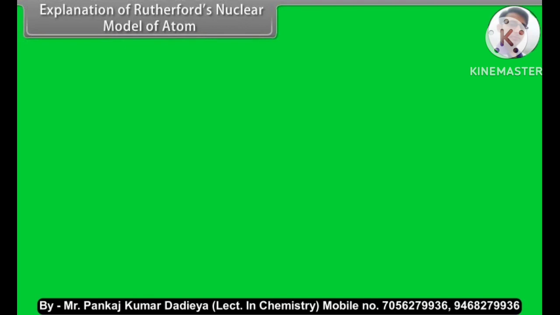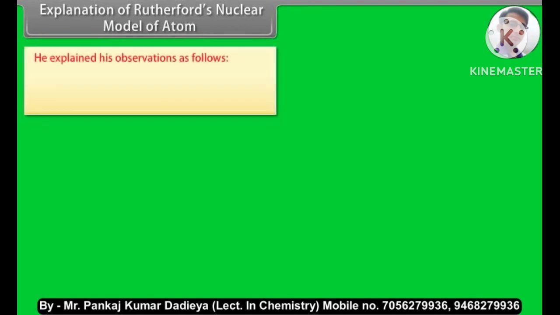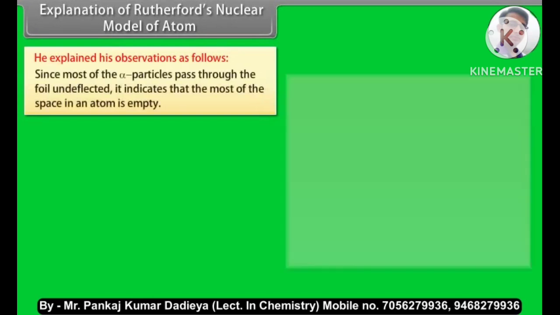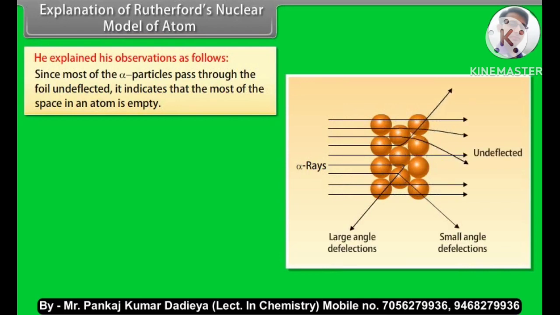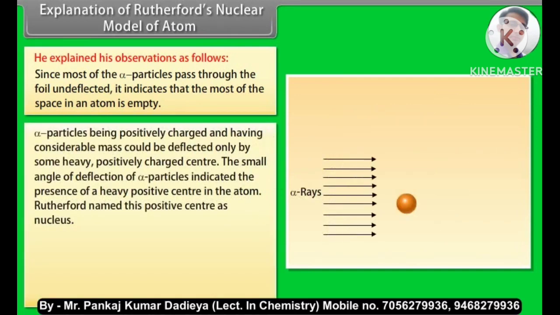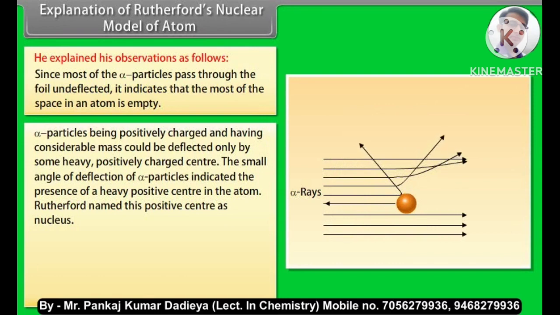Explanation of Rutherford's nuclear model of atom. He explained his observations as follows. Number 1. Since most of the alpha particles pass through the foil undeflected, it indicates that most of the space in an atom is empty. Number 2. Alpha particles, being positively charged and having considerable mass, could be deflected only by some heavy positively charged center. The small angle of deflection of alpha particles indicated the presence of a heavy positive center in the atom.